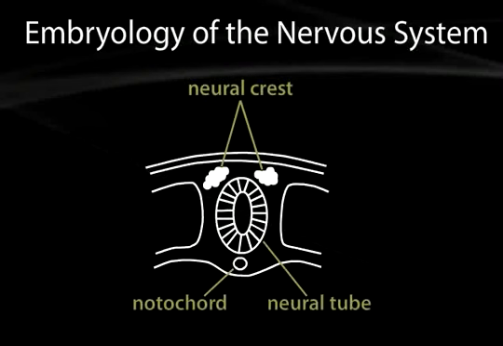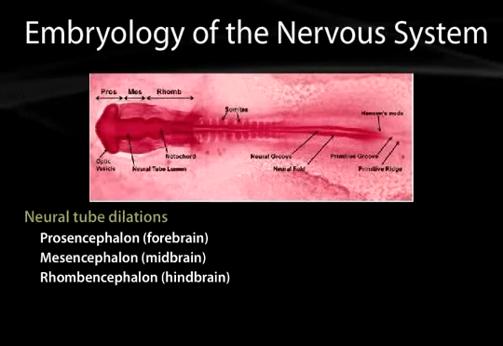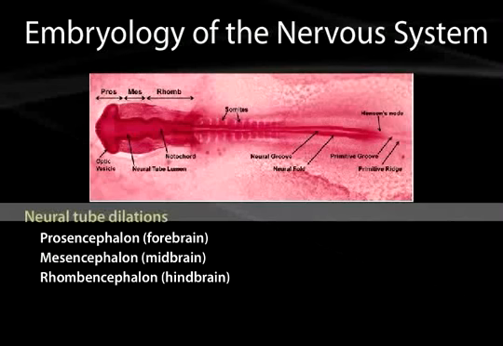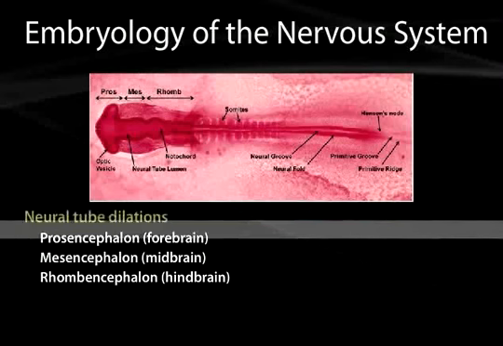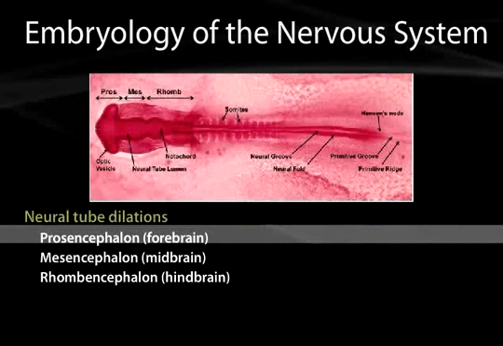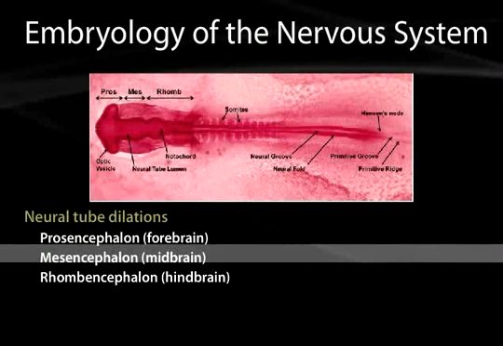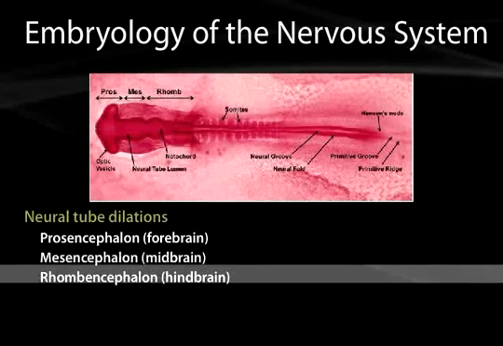Let's talk about what the neural tube develops into. At the very front of the neural tube, where the brain is going to develop, there are neural tube dilations that occur. When they dilate, they form, at the very front, the prosencephalon, in the middle, the mesencephalon, and then behind, the rhombencephalon. So these would be referred to as the forebrain, the midbrain, and the hindbrain.